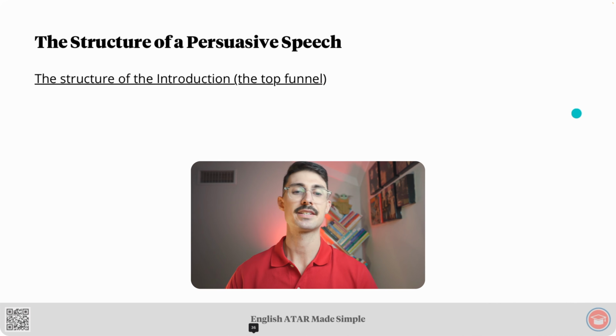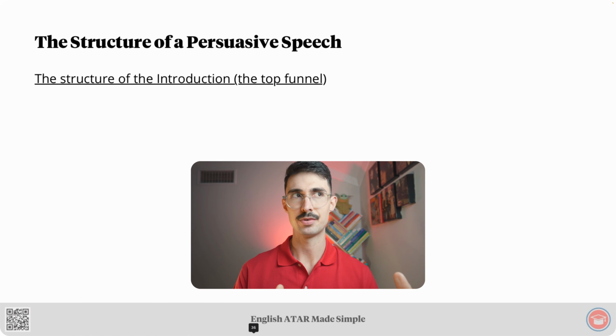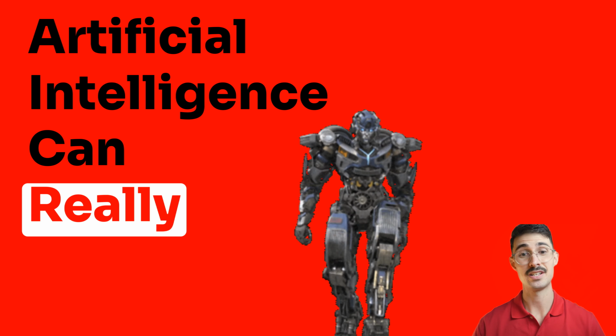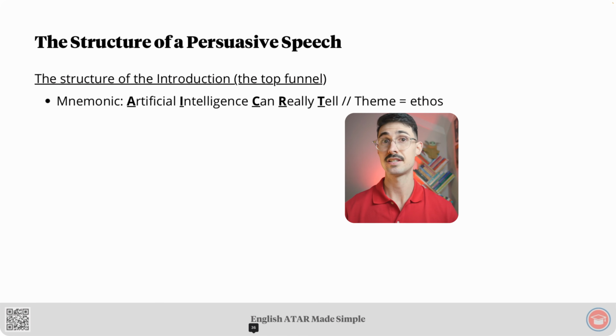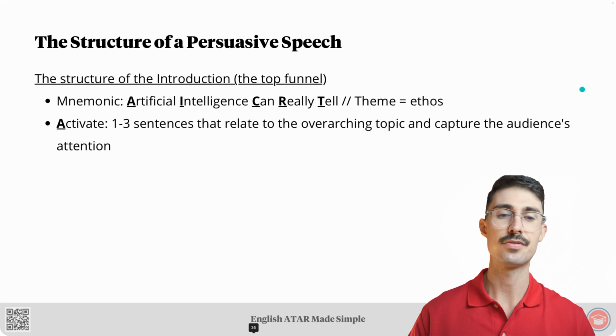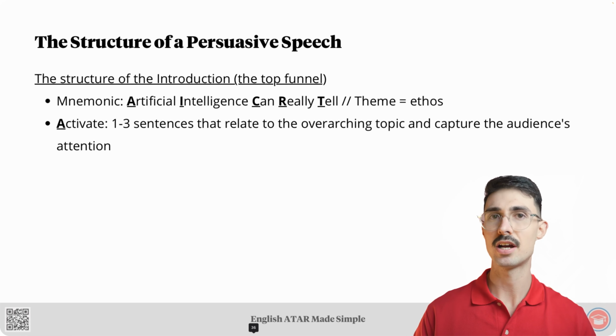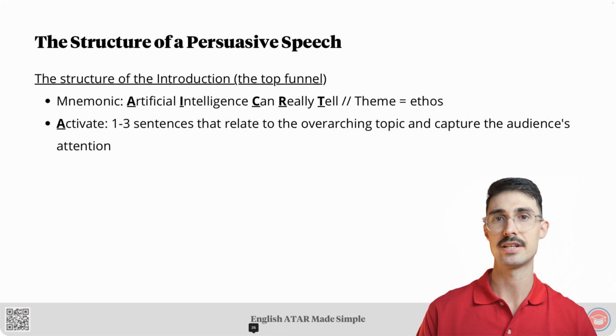And from there, we discuss the structure of the introduction, which is the top funnel. Our mnemonic is artificial intelligence can really tell. And the theme of this paragraph, the introduction, is ethos. The A in the mnemonic stands for activate. The activate is 1 to 3 sentences that relate to the overarching topic and capture the audience's attention.